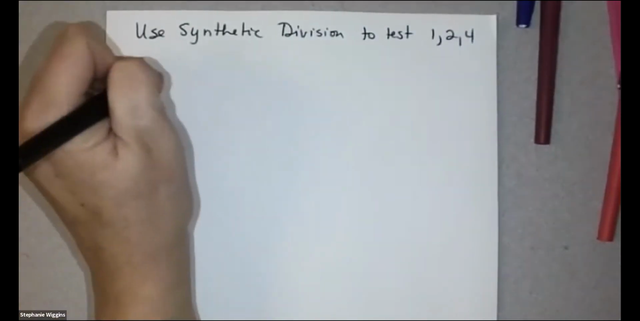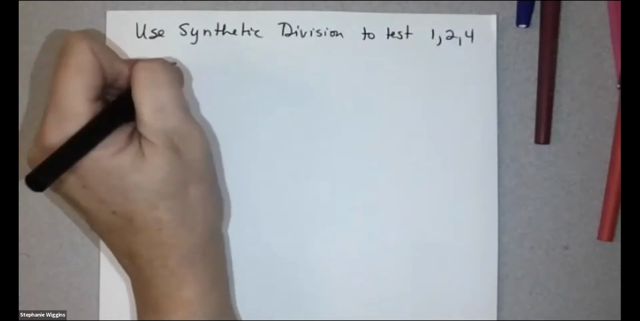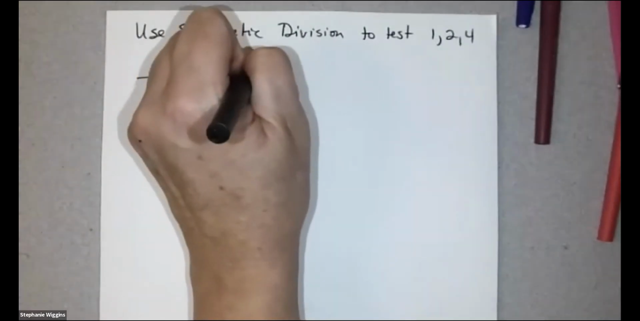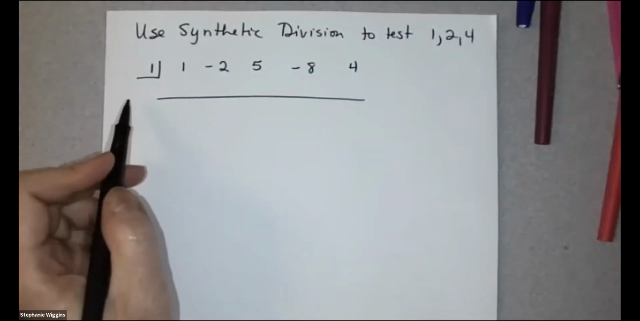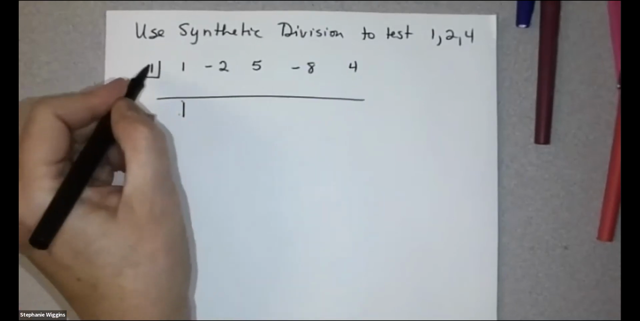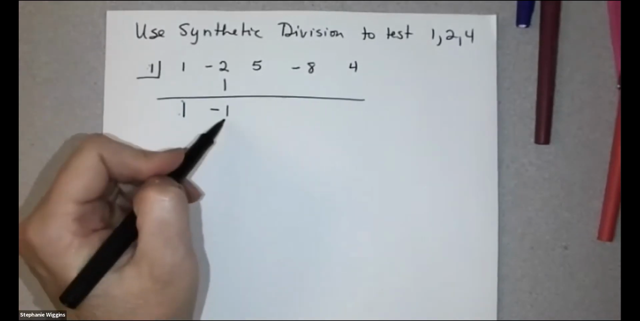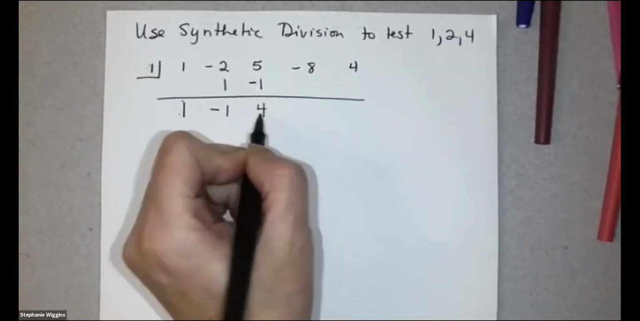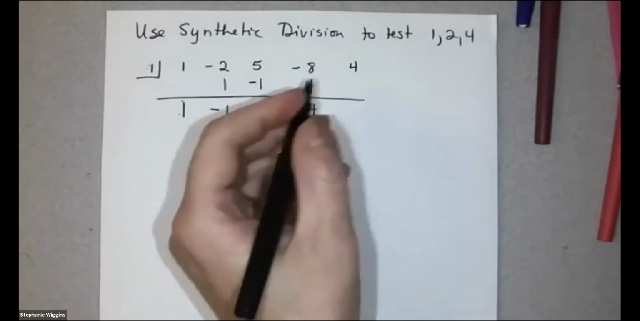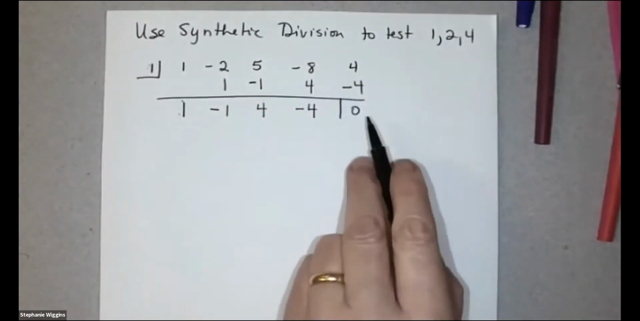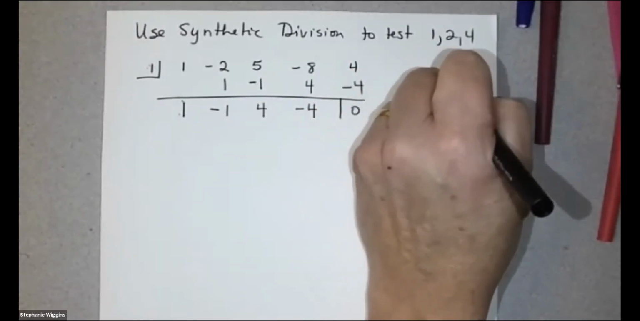So we have 1. I'm going to test 1 first, and my coefficients are 1, negative 2, 5, negative 8, 4. And doing the synthetic division, I bring down the 1. 1 times 1 is 1. Add it to the negative 2, gives me negative 1. 1 times negative 1 is negative 1. Added to 5 is 4. 1 times 4 is 4. Added to negative 8 is negative 4. 1 times negative 4 is negative 4. And you'll see that because I got 0, that means that 1 is a 0.